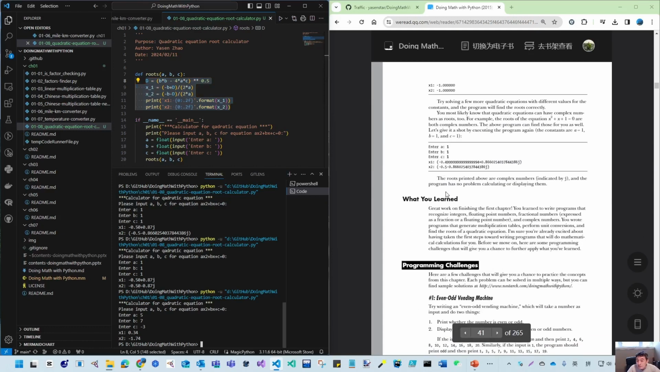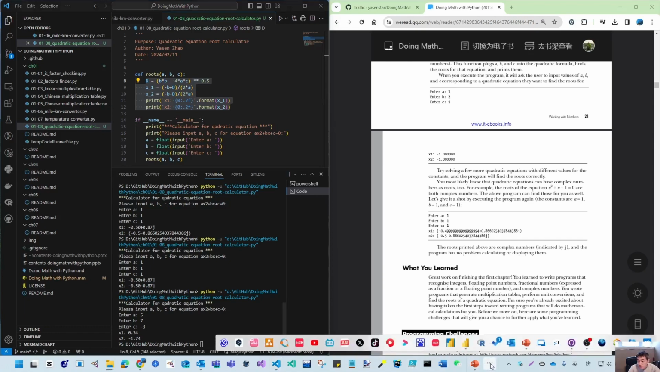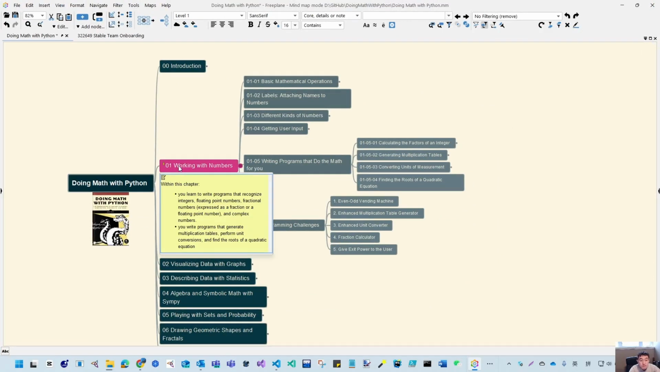So that is what we have learned so far. We already finished all these 4 samples. If I move to the mind map, I put this key learnings paragraph into the notes. Within this chapter 1, we actually learn how to write programs to recognize the different types of variables, different types of numbers. And we also use the last 4 videos to practice writing programs: generate a multiplication table, calculate the factors of an integer, perform a few unit measurement converters. And in this video we make our roots calculator for quadratic equations.